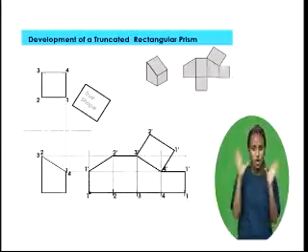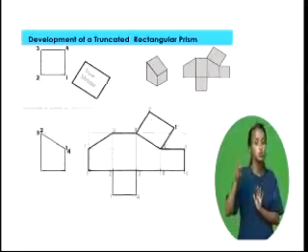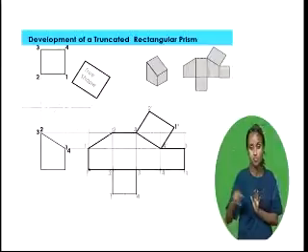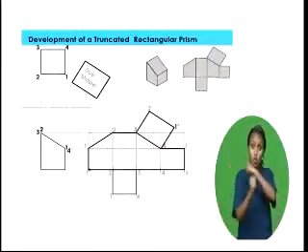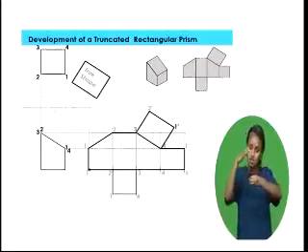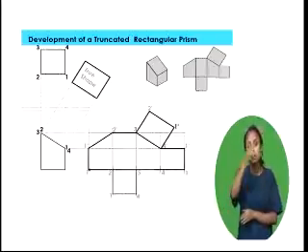Complete the development by joining points 1 prime, 2 prime, 3 prime, etc. Also, attach the lower base and the auxiliary view of the inclined face of the prism to gauge the development of the entire surface of the prism.